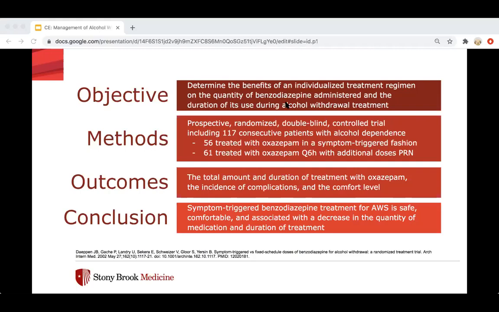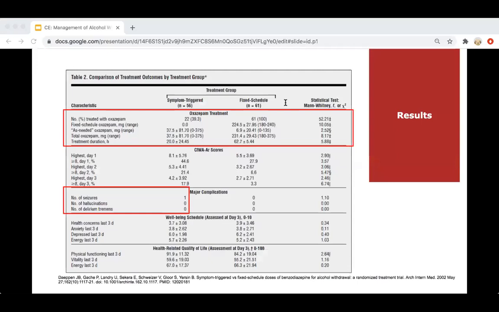The study concluded that symptom-triggered benzodiazepine treatment for alcohol withdrawal is safe, comfortable, and associated with a decrease in the quantity of medication and the duration of treatment. So these were the results from this study. Both groups were similar in age, sex ratio, ethnic makeup, marital status, employment, all of that.